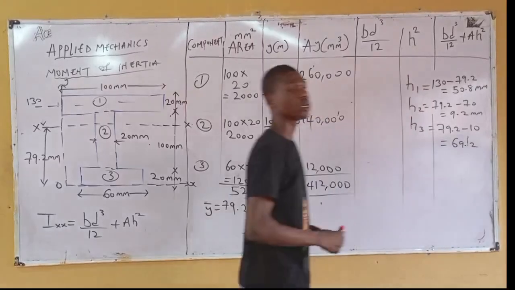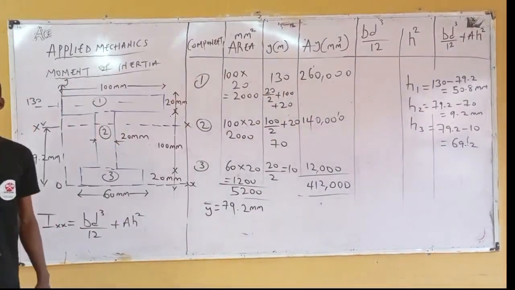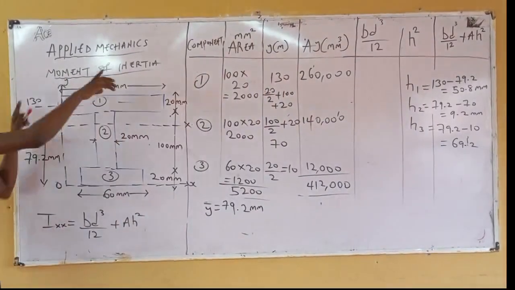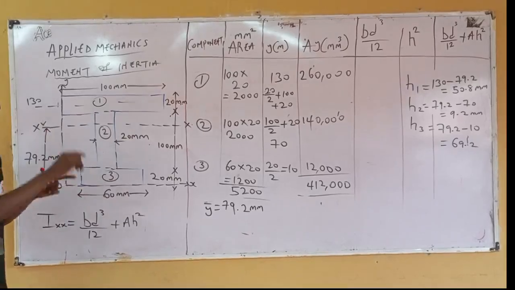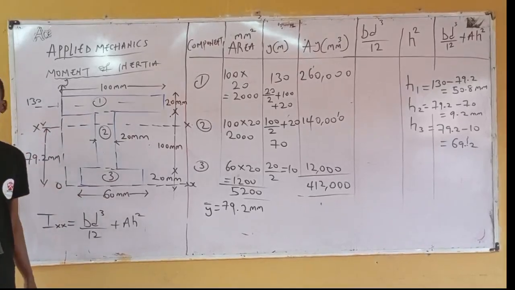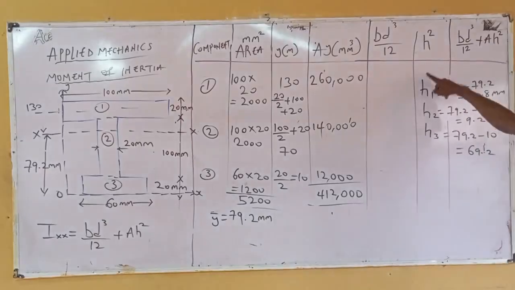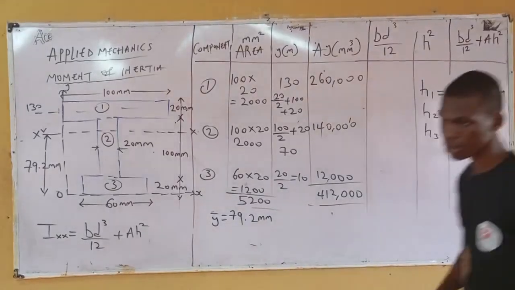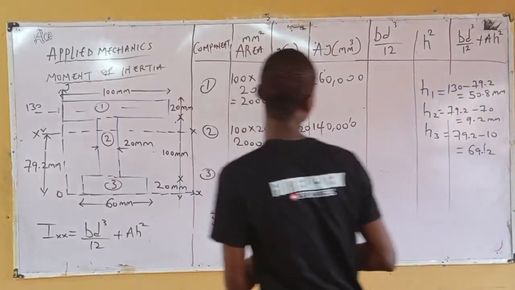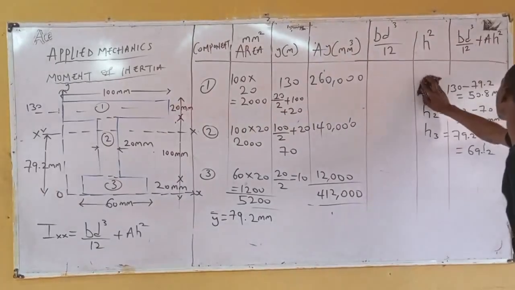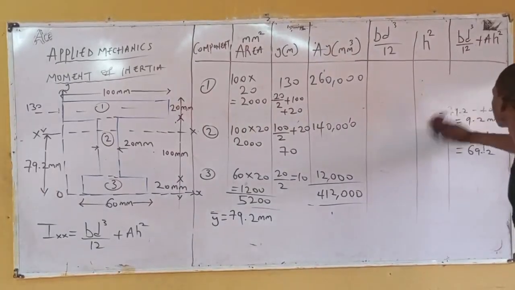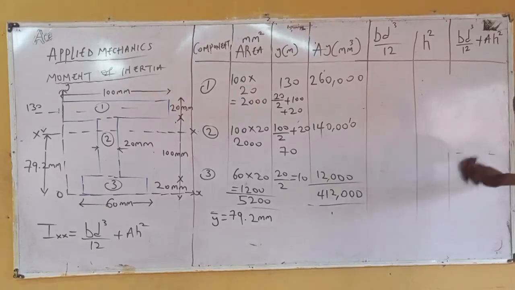69.2. So you are correct. Meaning Y bar, which is the total centroid of this shape, minus the centroid of each component. A square here becomes what? Then your A square is what? Hope you've taken those values down.